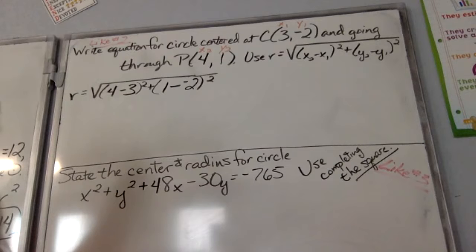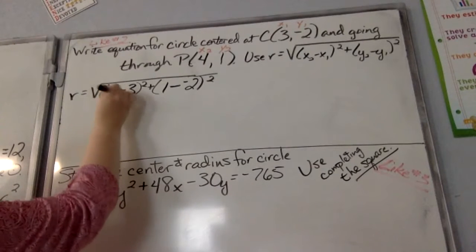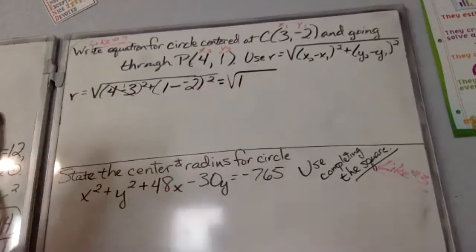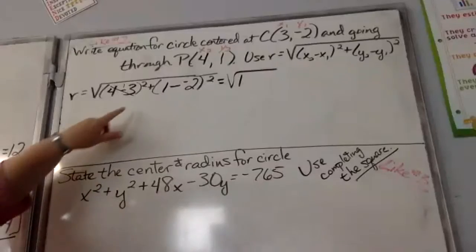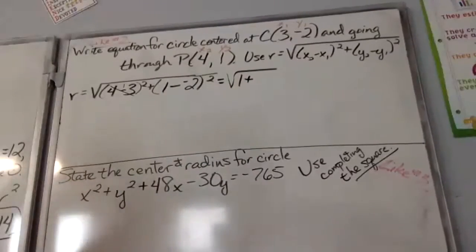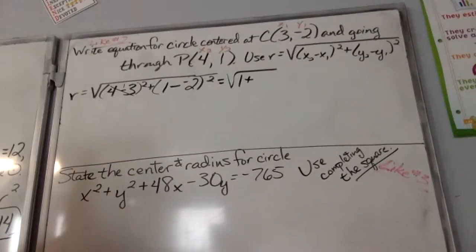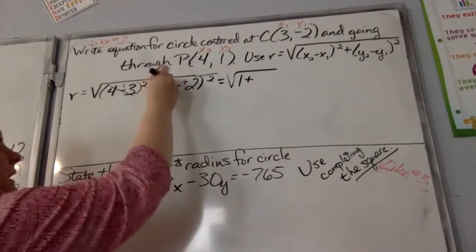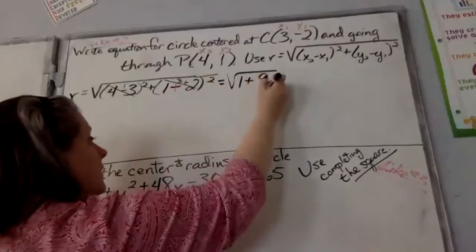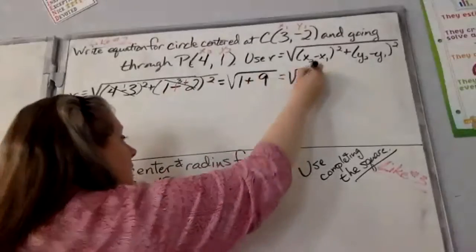Now we're ready to finish simplifying and solving so we have the radius of our circle. So 4 minus 3 is 1. 1 squared is 1. 1 times 1 is 1. Plus 1 minus -2. If I have minus a negative, hopefully you all know by now that changes to plus a positive. So that actually is like 1 plus 2. 1 plus 2 is 3. 3 squared means 3 times 3, which is 9. So I have square root of 10.